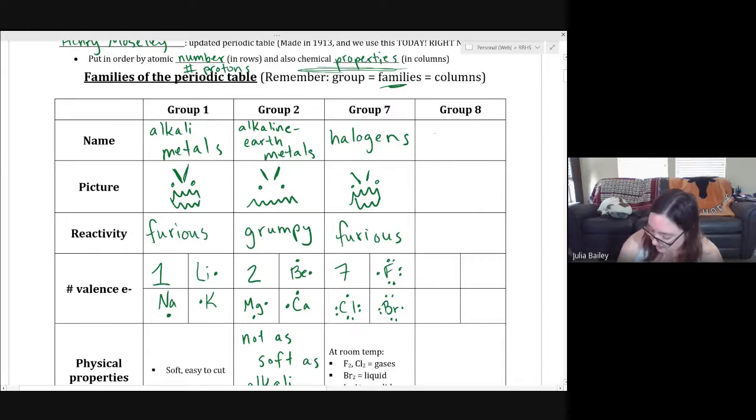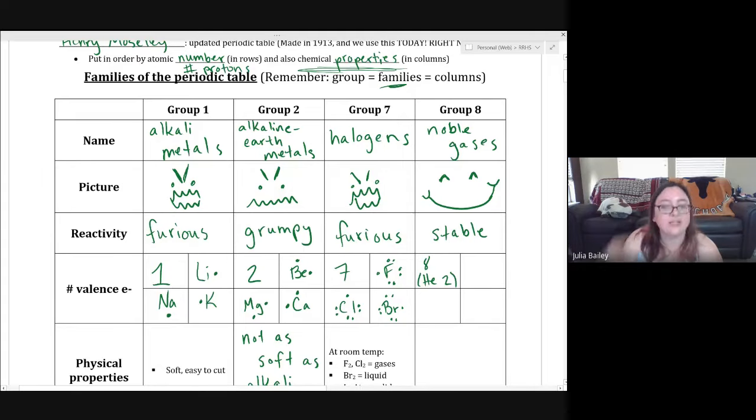Group 8 is your noble gases. They are so happy and content. Oh, so cute. Look at it. They are stable. Single and stable, that's your noble gases. They have 8 valence electrons except for helium because it's so small. It only has 2 valence electrons because it only has 2 total electrons. You can't have 8 valence if you only have 2 total, right? So helium's only got 2.